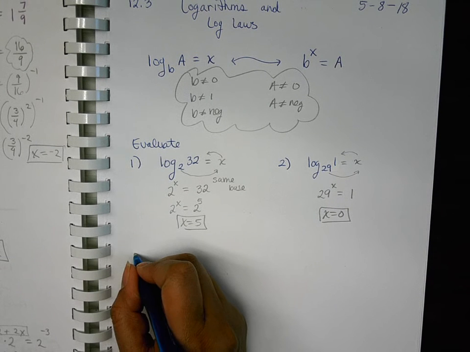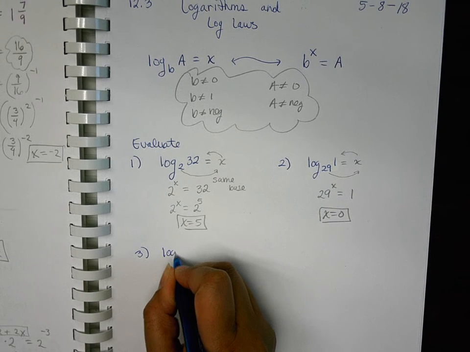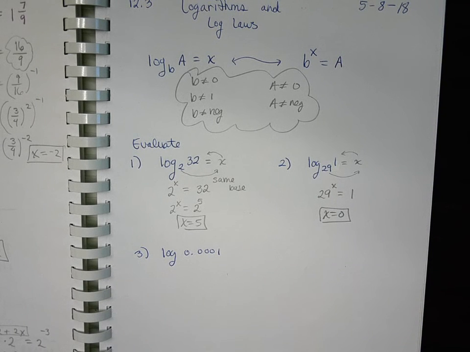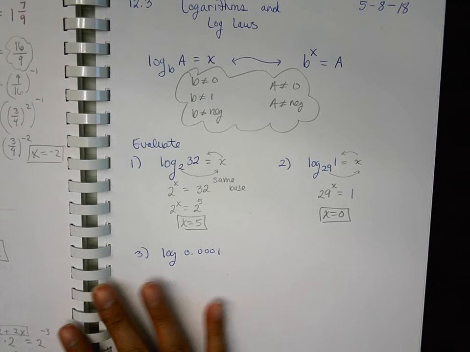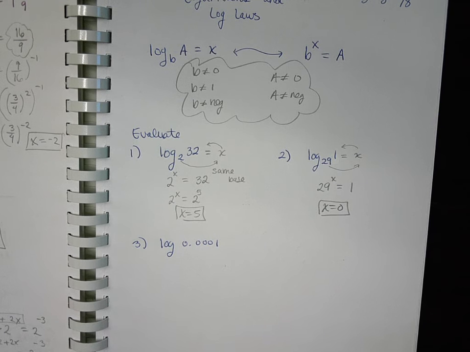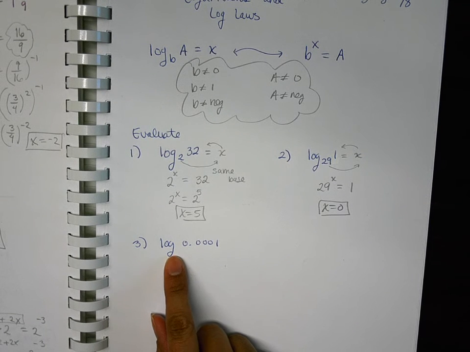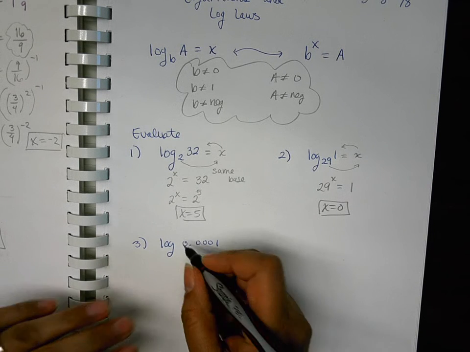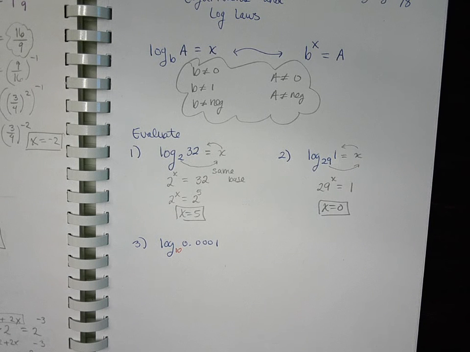All right, number 3. Log of 0.0001. There is not a number at the bottom. Good. So it'd be base 10. So that's base 10. Good job, guys. When there is no base there, that means it's a base of 10. Now, I'm not going to write it every single time, but when you don't see it, you assume it to be what? 10. 10, unless it's ln, which we'll talk about later.